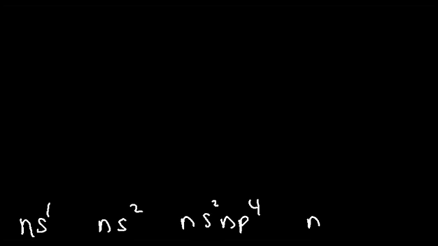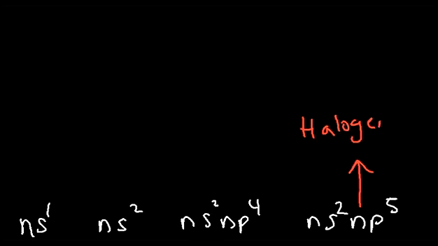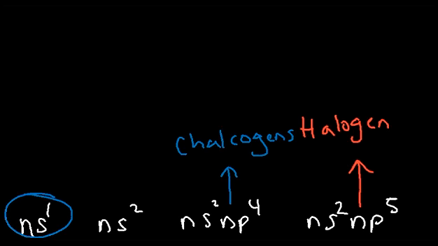Now let's say you have a multiple choice question and it asks you, which of the following configurations corresponds to a halogen? Would you say it's ns1, ns2, ns2 np4, or ns2 np5? Which one is it? The halogens correspond to ns2 np5. The chalcogens correspond to ns2 np4. The alkali metals correspond to ns1, and the alkaline earth metals ns2.